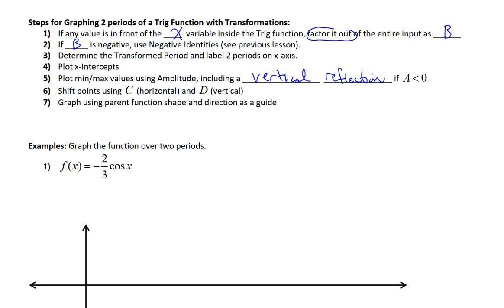For step 3, determine the transformed period and label two periods on the x-axis. Well, in this case, the transformed period, that's the 2 pi over b. But really, you could say in this case that b is 1. So the period isn't any different. It's just 2 pi over 1, which is 2 pi. So there's really no change to the basic or parent function period for cosine in this case, which means, fine, we'll stick with it as 2 pi. And then we want to plot or label our x-axis with two periods.